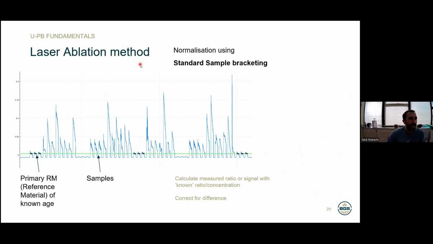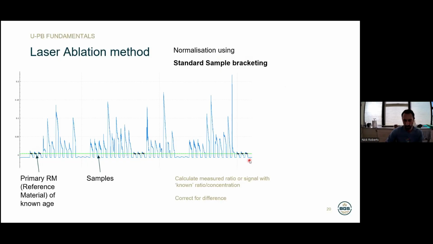One of the key things about the laser ablation method, and this is applicable really to all uranium-lead chronology, is that we use a normalization called standard sample bracketing. This is familiar to a range of different methods as well. The idea is that we have a standard or a reference material, and we're going to measure that throughout our analytical session. So we'll use blocks of reference material run from the beginning until the end of the session.